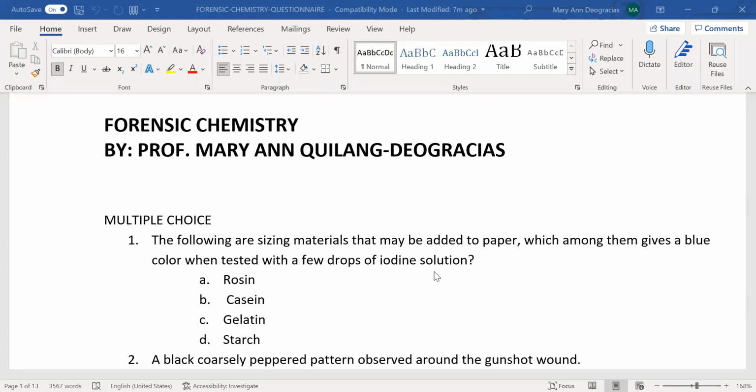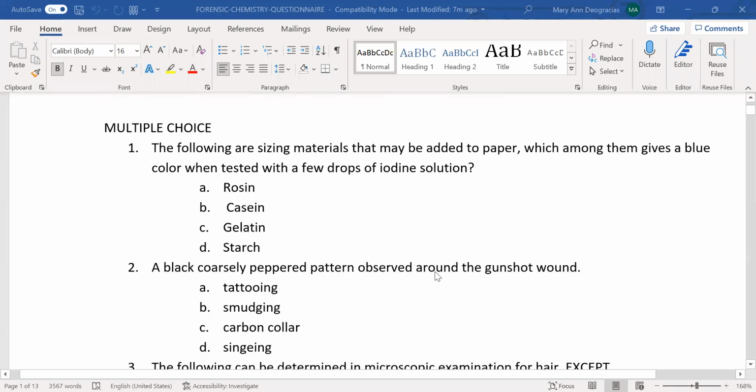Number 1. The following are sizing materials that may be added to paper. Which among them gives a blue color when tested with a few drops of iodine solution? A. Rosin, B. Casein, C. Gelatin, D. Starch.